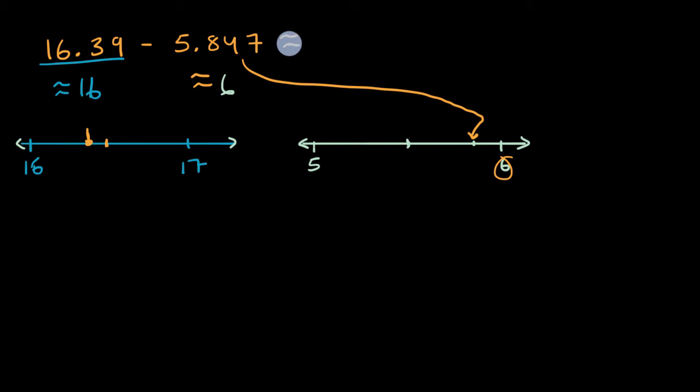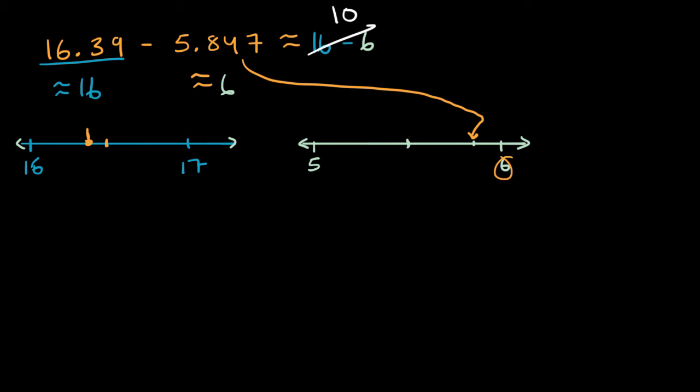And so this is going to be roughly equal to 16 minus 6, which is, of course, going to be equal to 10. So it's not going to be exactly 10, but roughly 10. Now let's do another example where the numbers are a lot smaller.